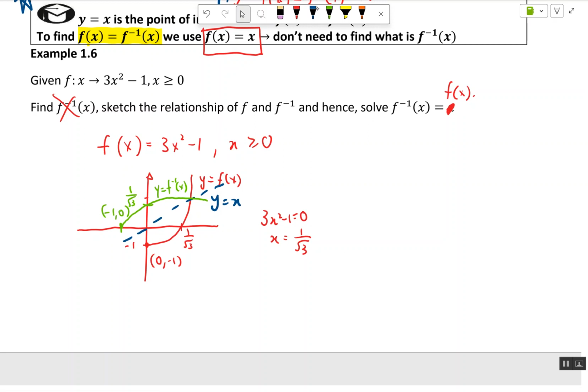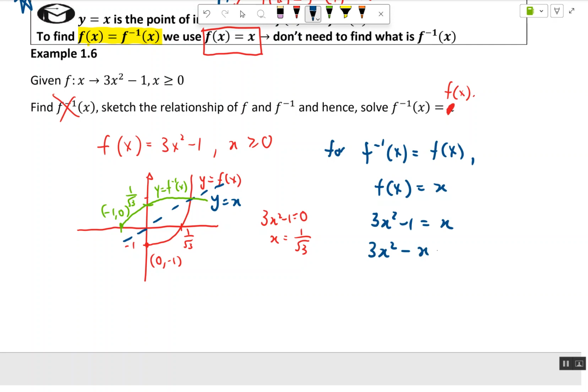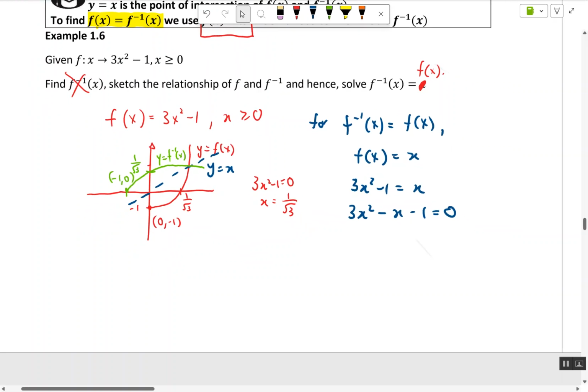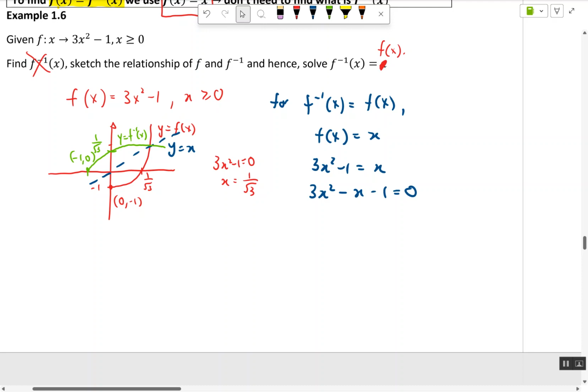Okay, next part, the question asks you to solve: when is f inverse x equals to f(x)? Question will always ask for this. Okay, you have to know that it is actually the point of intersection. And at the point of intersection, it is better to say that f(x) is equals to x. For this, we use f(x) equals to x, which is better. So 3x squared minus 1 equals to x. 3x squared minus x minus 1 equals to 0. You have to put it in the exact form.